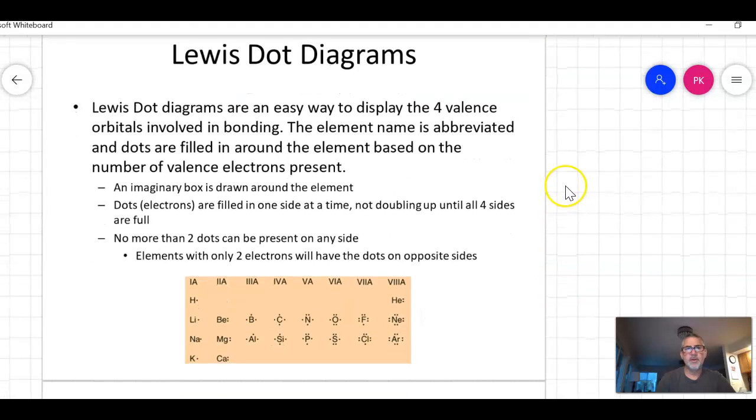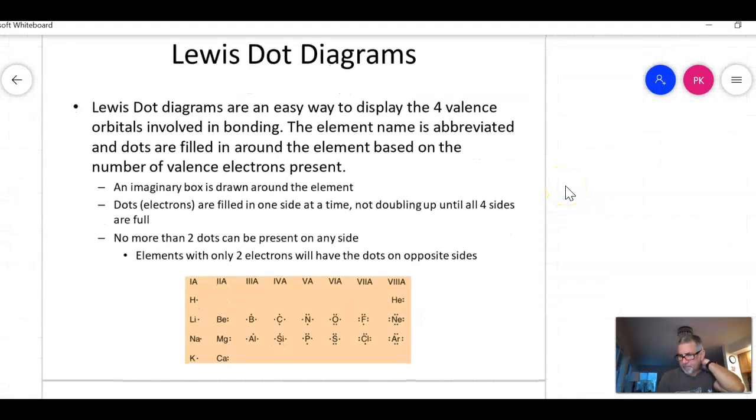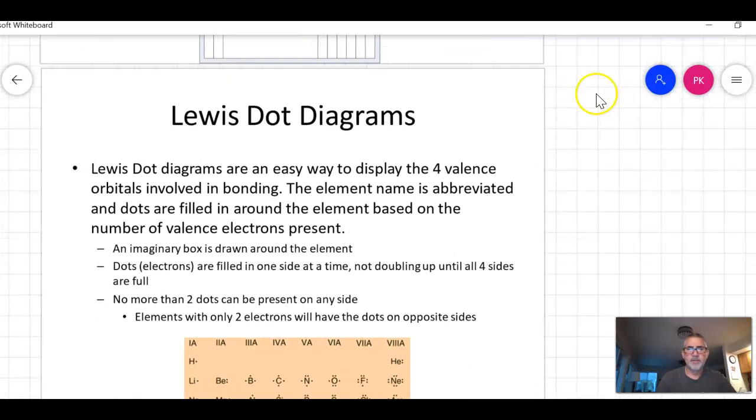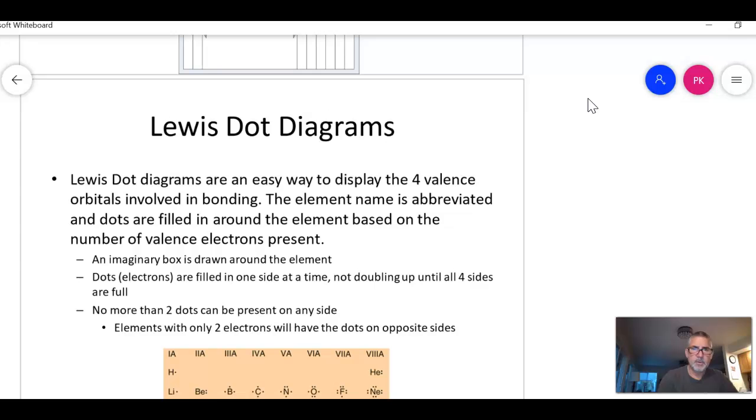All right, so you should have already gone through a slide presentation that talked about Lewis dot diagrams. I do mine just a little bit different than it said. For instance, if we took calcium, for the Lewis dot diagram I kind of picture a box around it, not a plus sign. And each side of the box represents one of the bonding orbitals, or the valence orbitals.